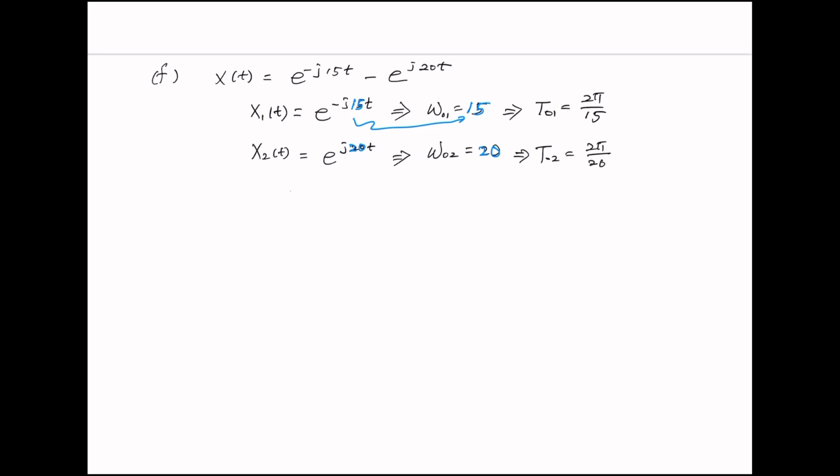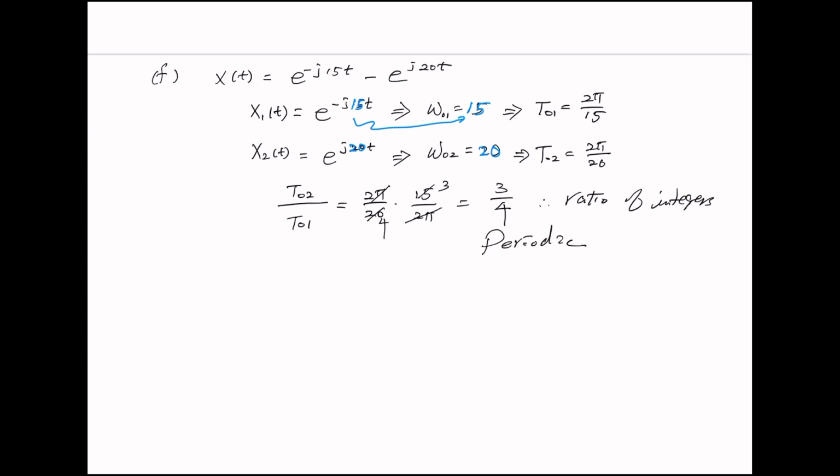For the ratio this time, I'm going to do T02 over T01: 2 pi over 20 times 1 over T01. T01 is 2 pi over 15, therefore 1 over T01 is 15 over 2 pi. So it is 3 over 4. Again, it is a ratio of integers. Therefore, it is a periodic signal.